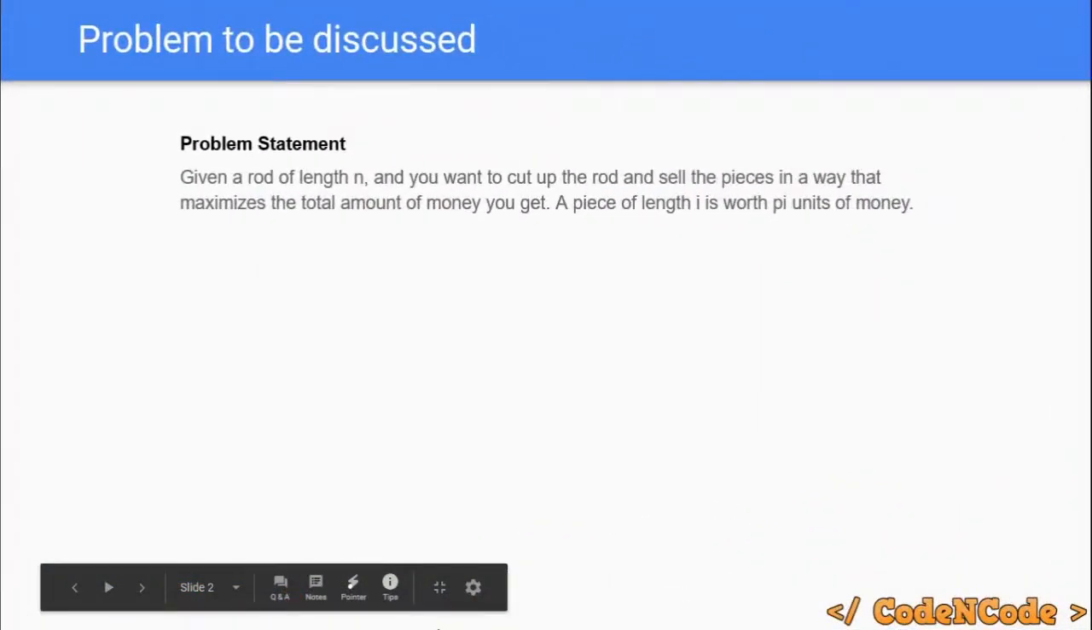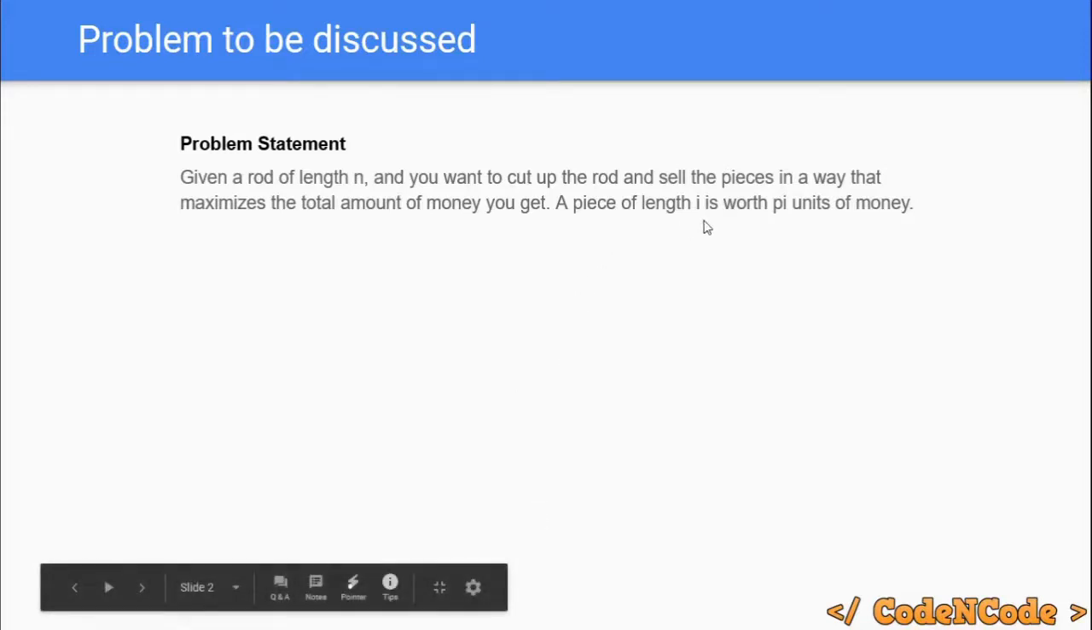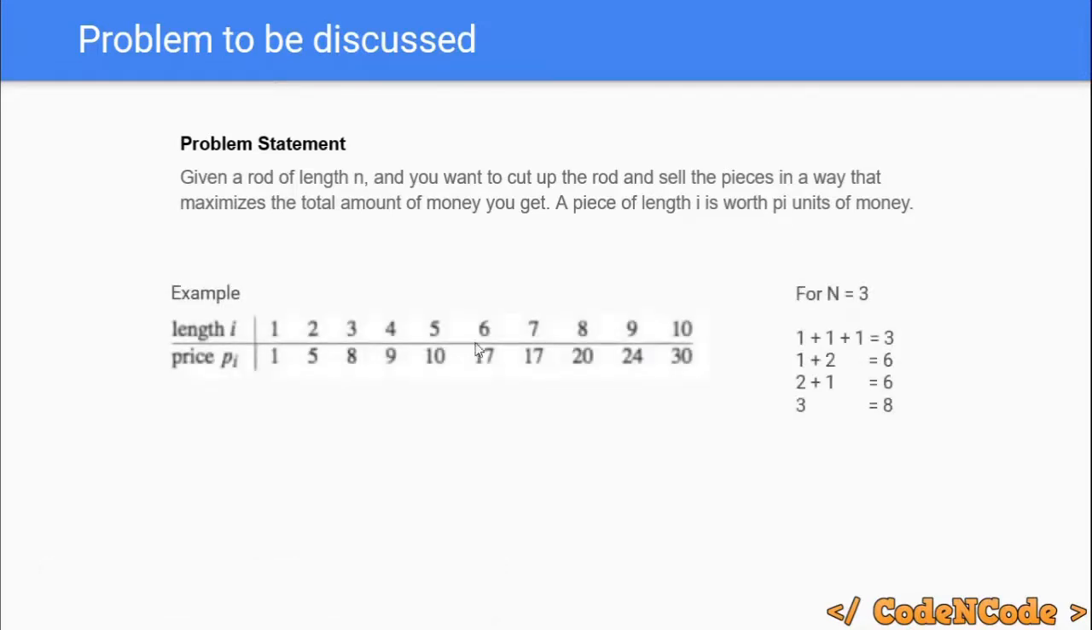So the problem is you are given a rod of length n and you want to cut and sell the pieces in such a way that maximizes the total money you get. A piece of length i is worth p_i units of money. So this is the price chart. If you sell a length 4 rod, then it will give you a profit of 9 units of money. And if you sell a length 6 rod, it would give you 17, and so on.